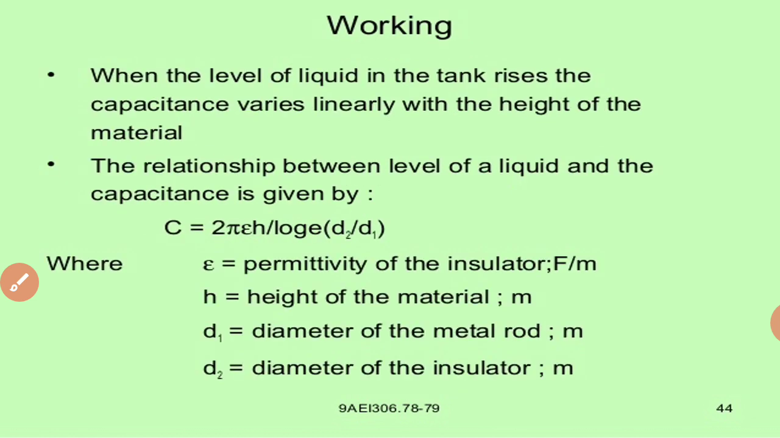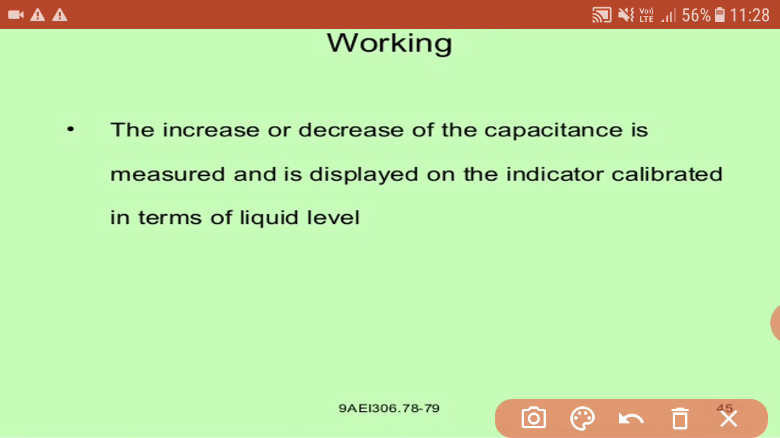Working: the increase or decrease of capacitance is measured and is displayed on the indicator calibrated in terms of liquid level. So whenever there is a change in capacitance, it is displayed on the indicator, and this indicator is calibrated in terms of liquid level, because capacitance is changed due to the change in liquid level. So we can directly calibrate this capacitance with this indicator.